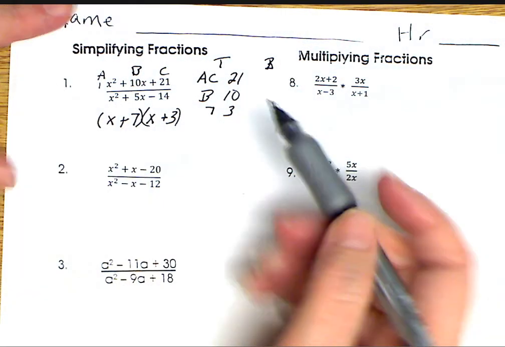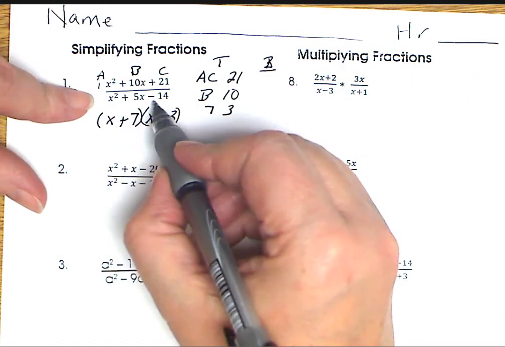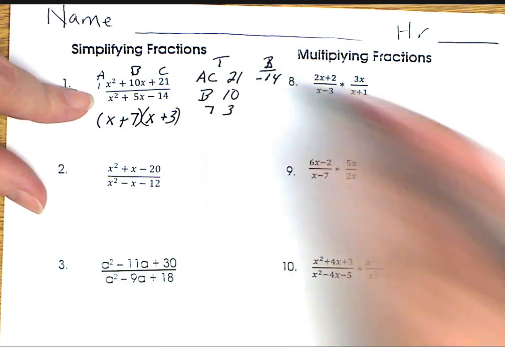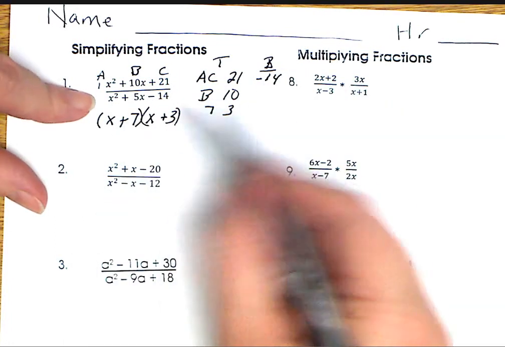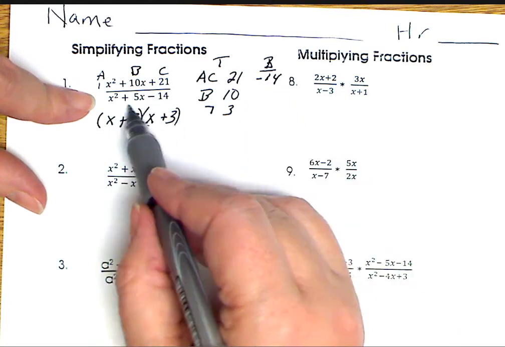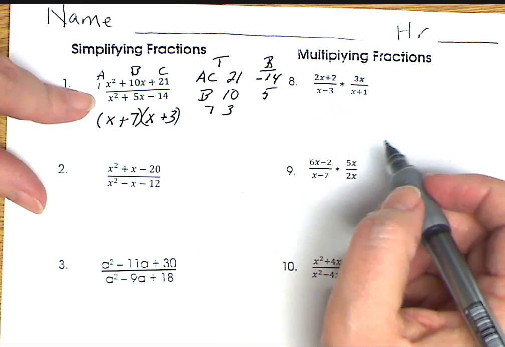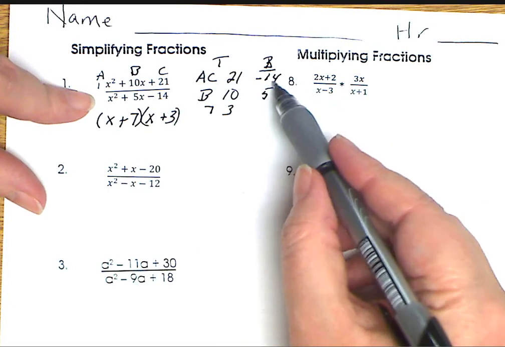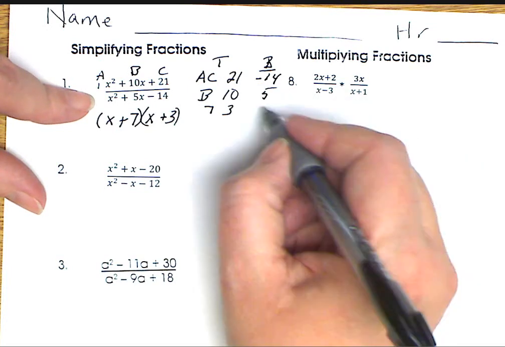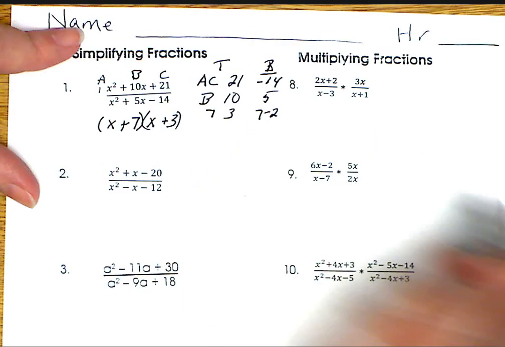So now we'll do the bottom part. So AC is negative 14. We're looking for two numbers that multiply together that gives me negative 14, that when I add them gives me a 5. So what two numbers multiply together to give you 14 that adds together to give you 5? 7 and 2. And we need it to be negative. So our numbers are 7 and negative 2.